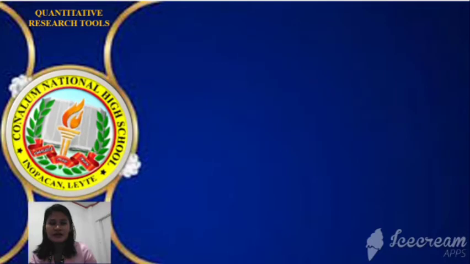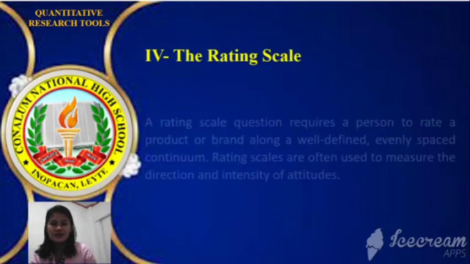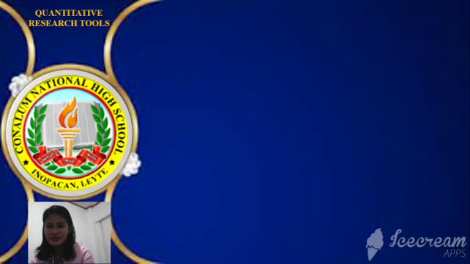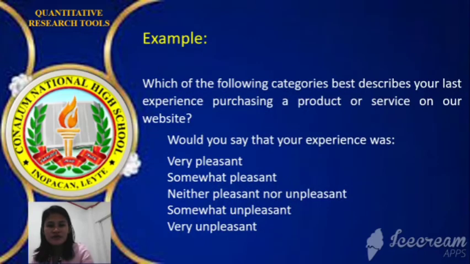Okay, another, the rating scale. So what is this rating scale? A rating scale question requires a person to rate a product or brand along a well-defined, evenly spaced continuum. Rating scales are often used to measure the direction and intensity of attitudes. Say for example, which of the following categories best describes your last experience purchasing a product or service on your website? Would you say that your experience was very pleasant, somewhat pleasant, neither pleasant nor unpleasant, somewhat unpleasant, very unpleasant?